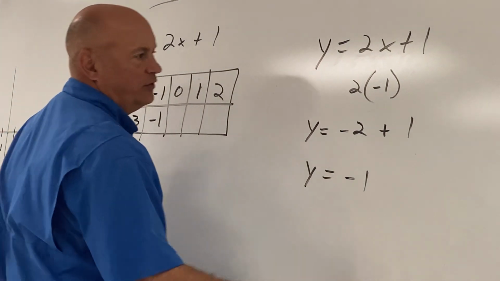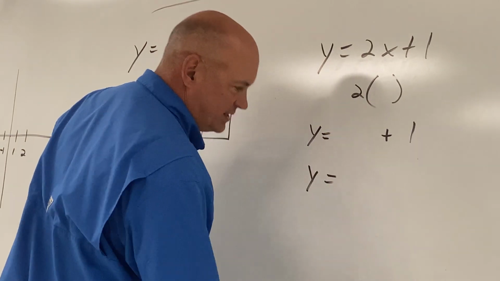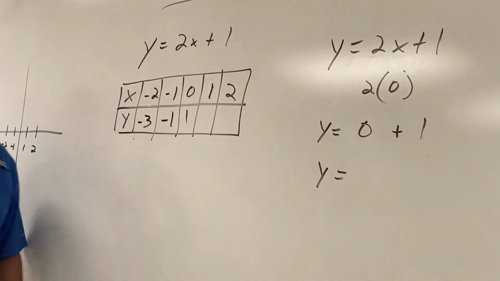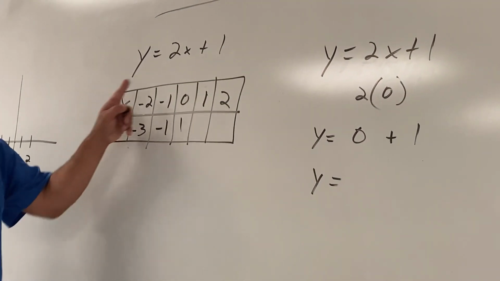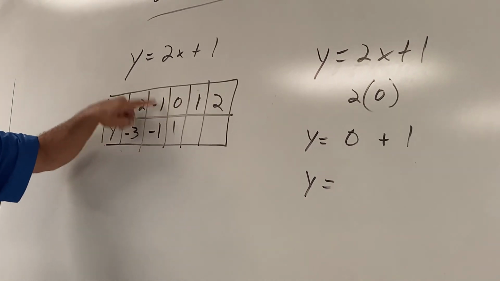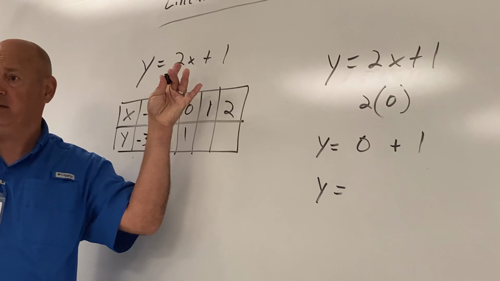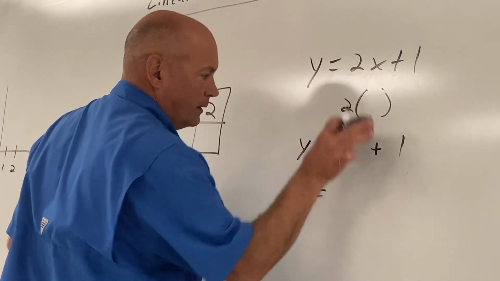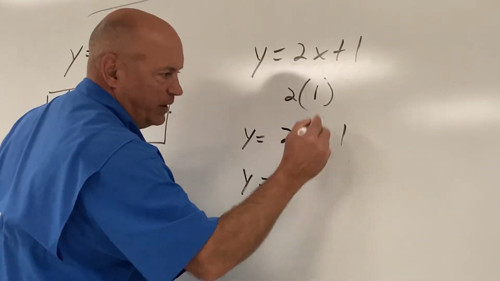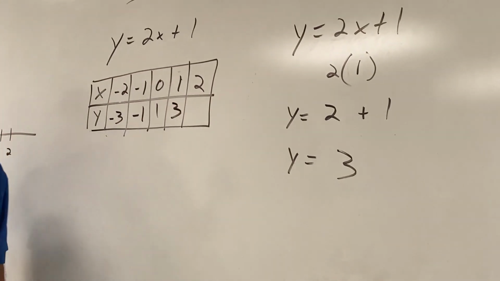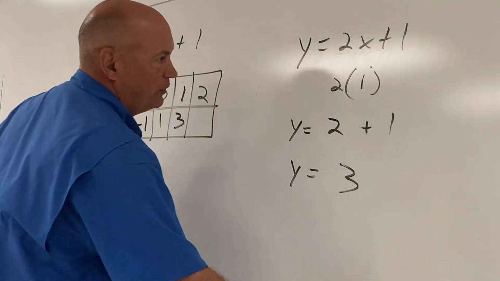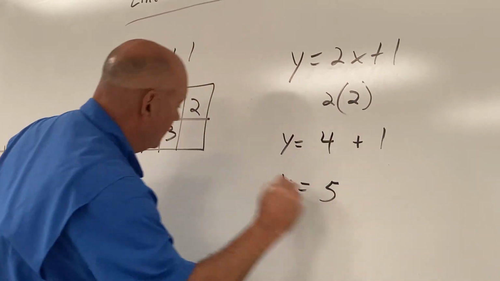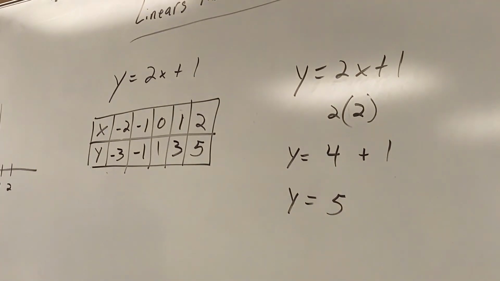What number am I plugging in next? 0. What's 0 times 2? 0. What's 0 plus the 1? Are you with it? So, when they give you a table and you plug in the numbers for x, do whatever math the equation tells you to do. This one says multiply it times 2 and then add 1 to it. Let's plug in 1. What's 2 times 1? 2. What's 2 plus 1? 3. Are you with it? And then plug in the last number, 2. What's 2 times 2? 4. What's 4 plus 1? All right, any questions on how to fill out a table?